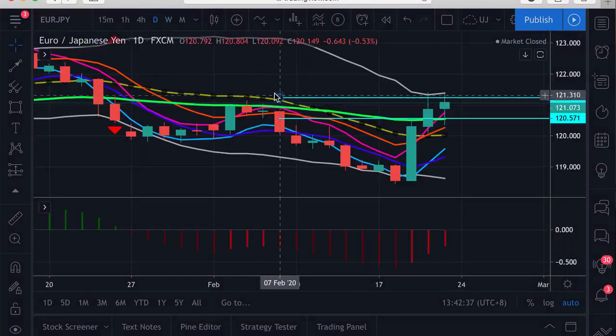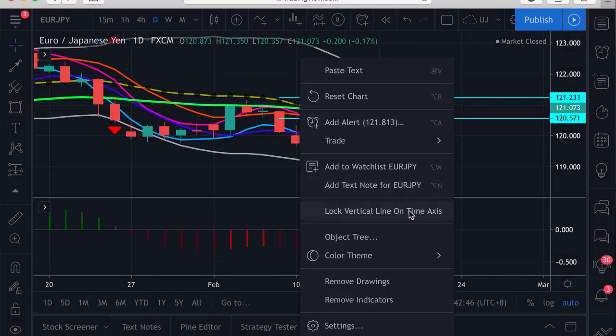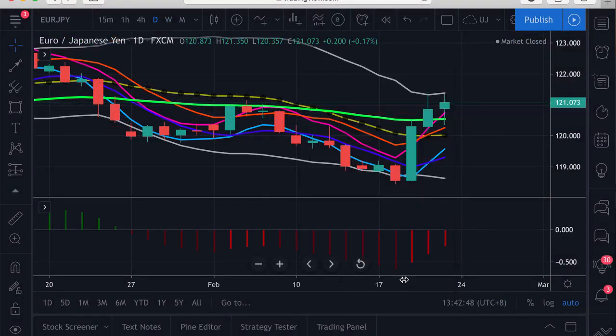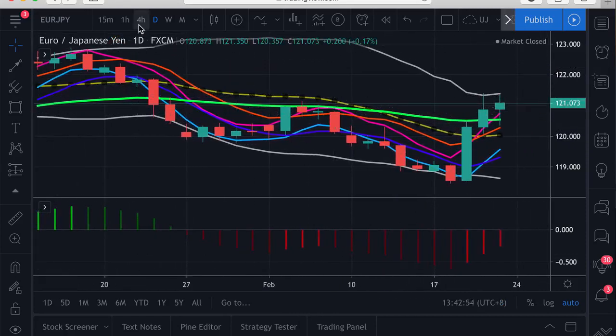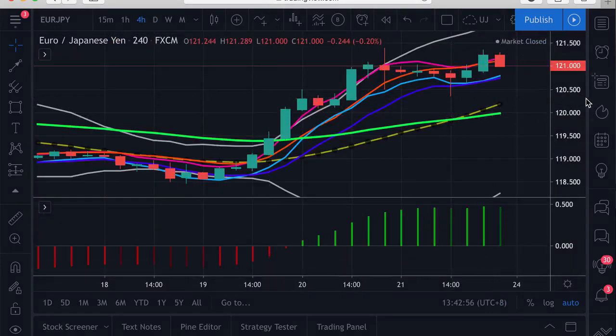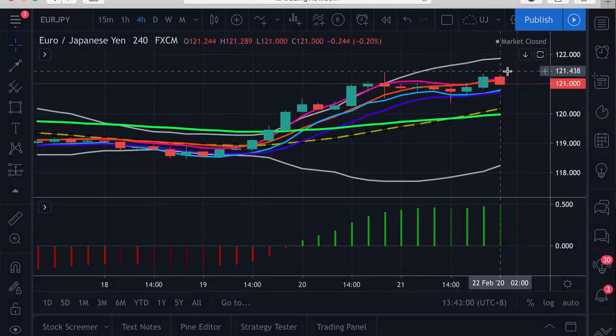Then in D1, we can see it's making an MHV sell. Price rejects the top BB and tries again to go up, but rejects the top BB again. Let me remove all this. So it's clear to us that the price is making an MHV sell on D1. And on H4, we can see the continued MHV formation here.